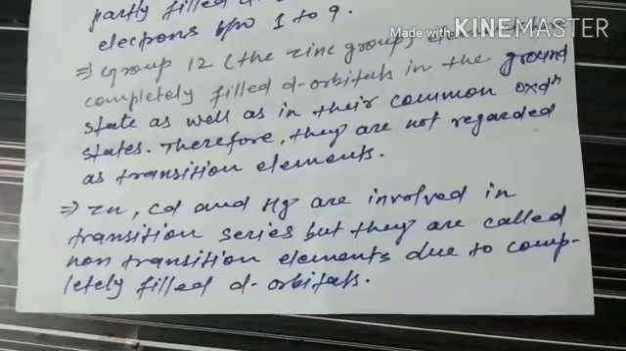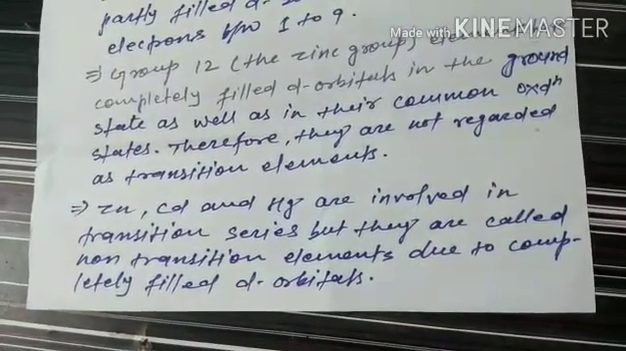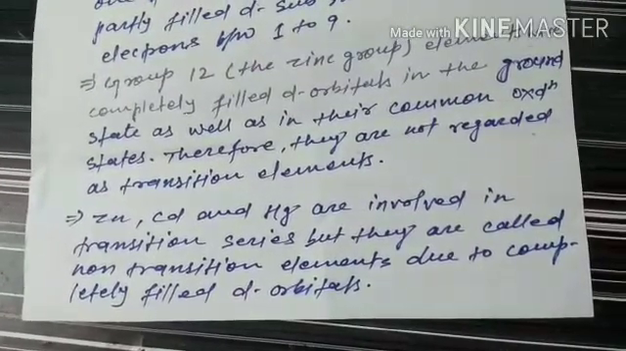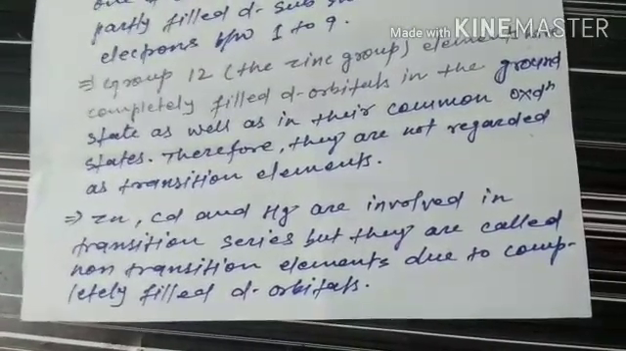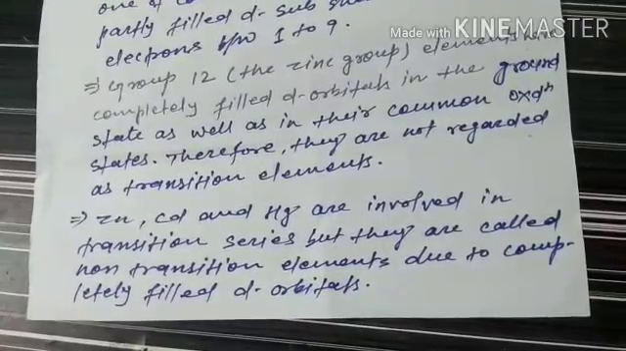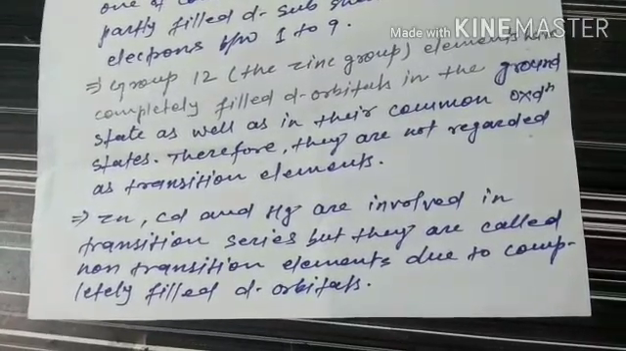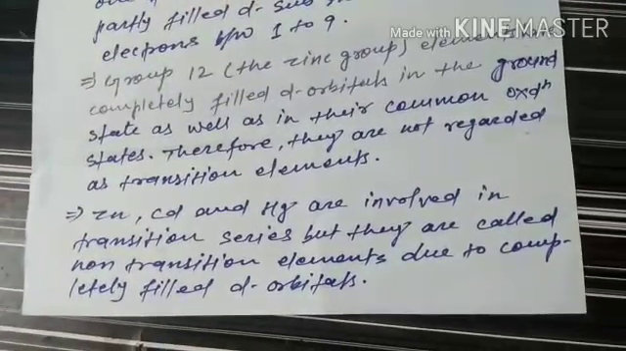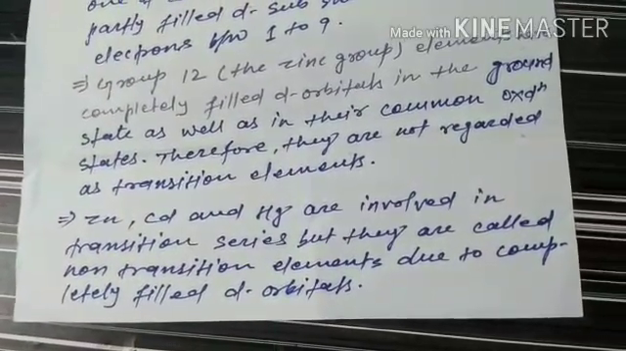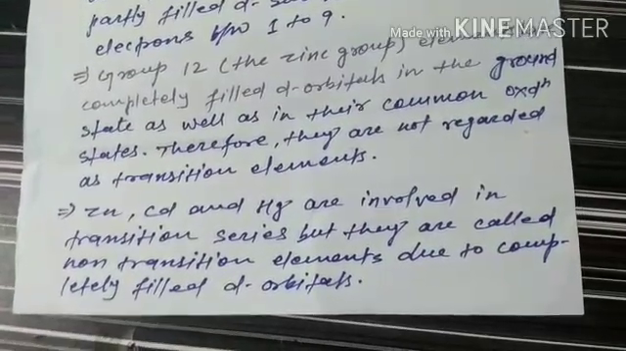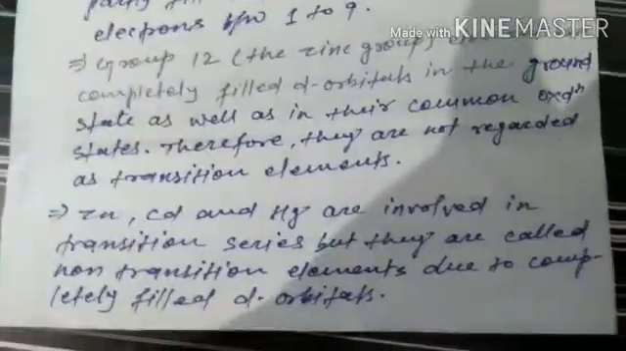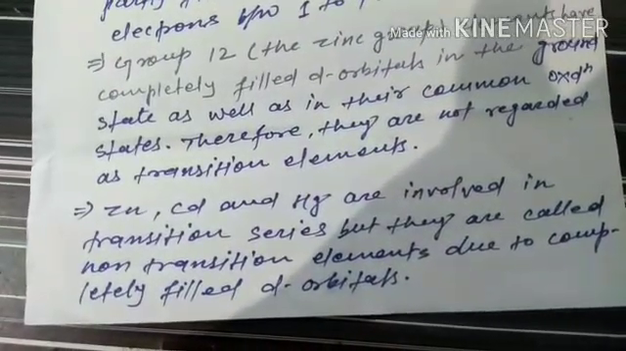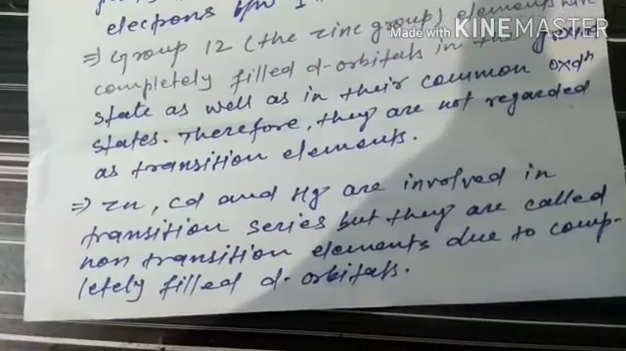And in group 12, zinc, cadmium, and mercury are involved in the transition series, but they are called non-transition elements due to completely filled d orbitals. The group 12 elements have completely filled d orbitals. That is why they are considered non-transition elements.